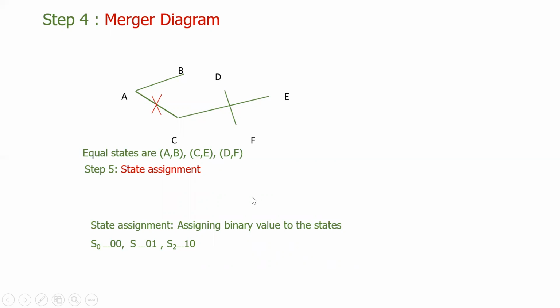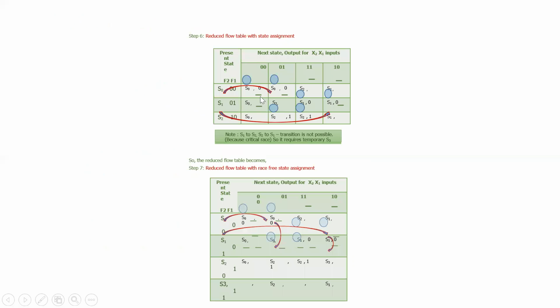From these equal states, next we have to go for the state assignment. So we have to assign binary values to the states. Let us consider A comma B equal to S0, S0 equal to 0 0. Then C comma E equal to S1, which is equal to 0 1. D comma F equal to S2, which is equal to 1 0. After that, we have to write the reduced flow table with state assignment.